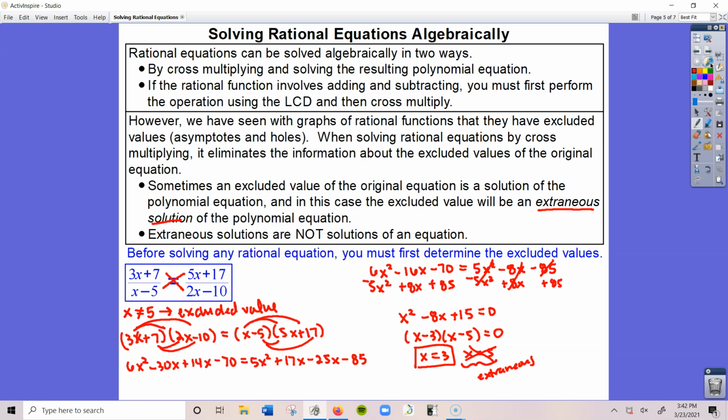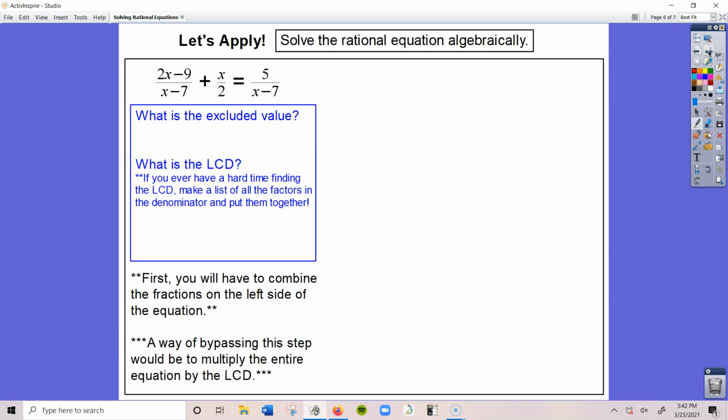Now let's look at when we have a rational equation where we cannot just cross multiply. As you can see here, we have these two rational expressions that are added first. So we have 2x minus 9 over x minus 7 plus x over 2, which is equal to 5 over x minus 7. First of all, the excluded value here would be that x cannot equal 7. Since that's what we have here in the denominators, and if we set it equal to 0, that means that we have a vertical asymptote in those particular rational functions. So that is not a solution.